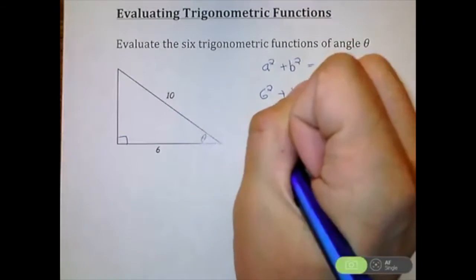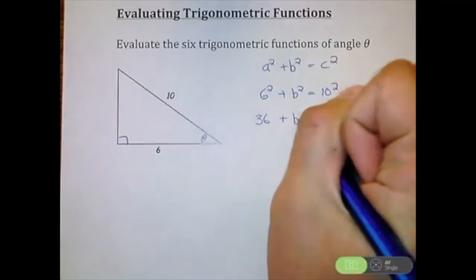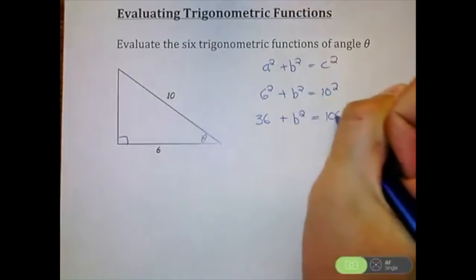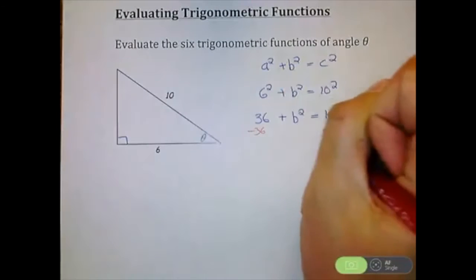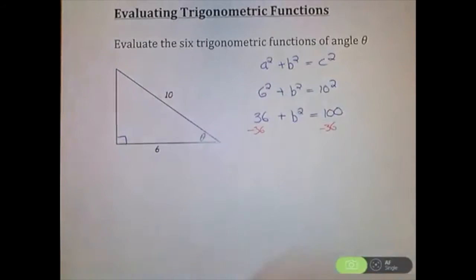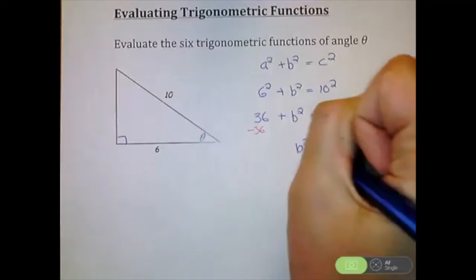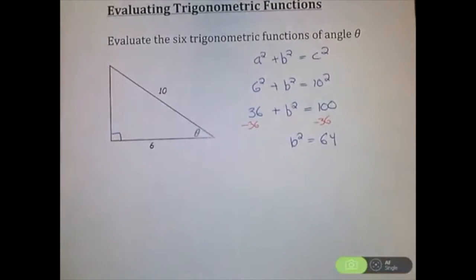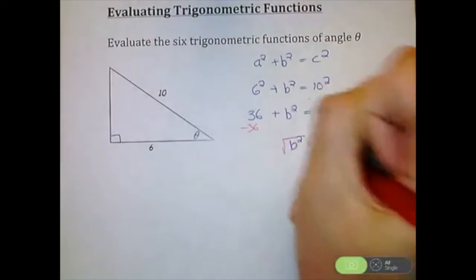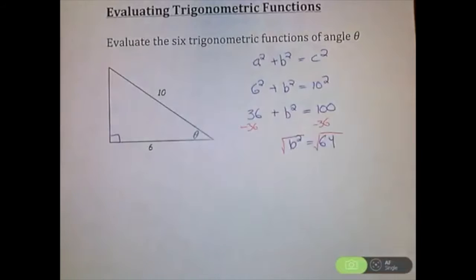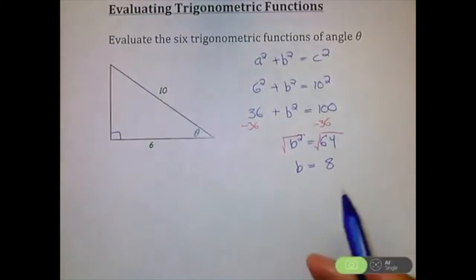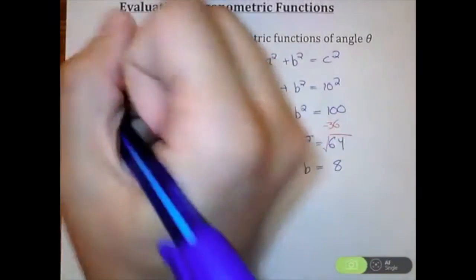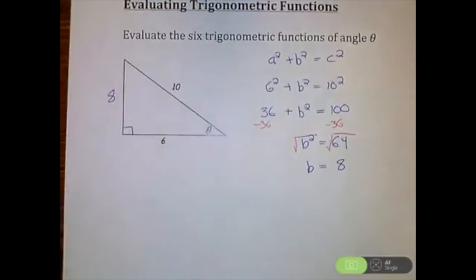So 6 squared is 36 plus b squared equals 100 when you square 10. So we're going to subtract 36 here, subtract 36 there, and we're going to have b squared equals 64. The only thing left to do there is take the square root of both sides, and we get b equals 8. So my missing side on this triangle over here is going to be 8.